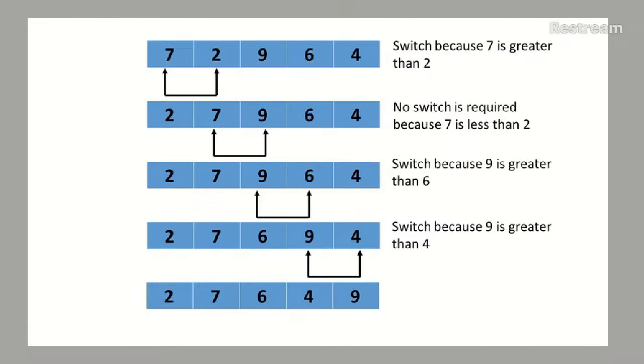So you can see an example here. You've got the list 7, 2, 9, 6, and 4. So 7 and 2, 7 is bigger, so you switch them. Then 7 and 9, 9 is bigger, so it remains the same. 9 and 6, 9 is bigger, you switch them. 9 and 4, 9 is bigger. So clearly you see that the largest value will be at the extreme right.